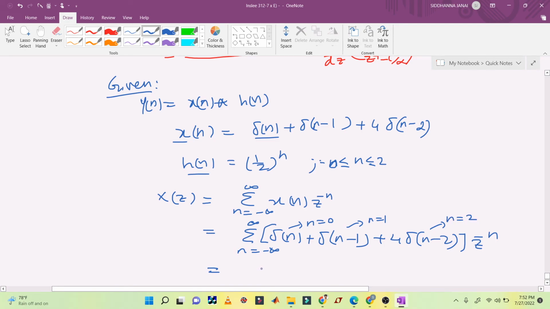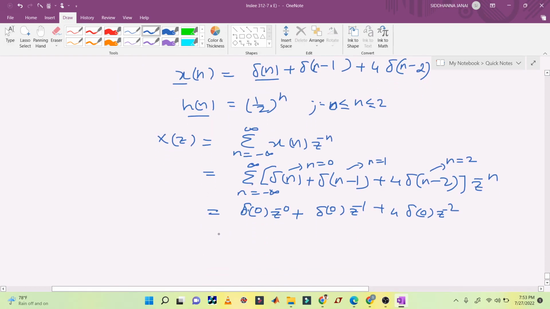So if we substitute n is equal to 0, 1 and 2, that is delta of 0 z to the power minus 0 plus delta of 0 z to the power minus 1 plus 4 delta of 0 z to the power minus 2. So what we get as z transform is 1 plus z inverse plus 4 into z to the power minus 2. This is our x of z.